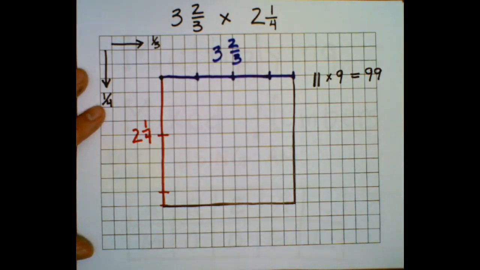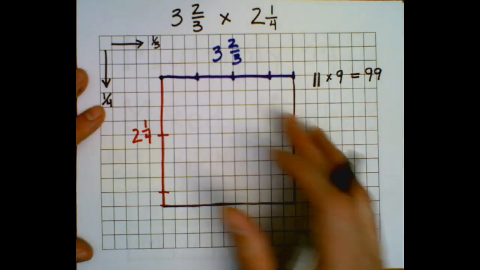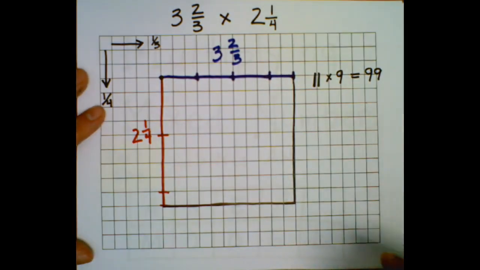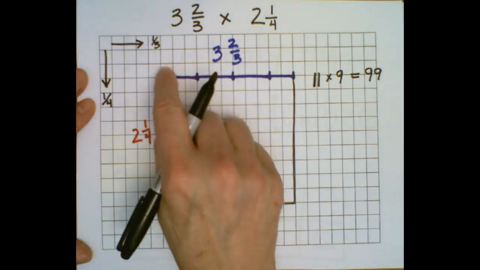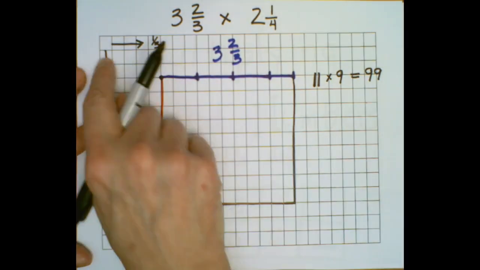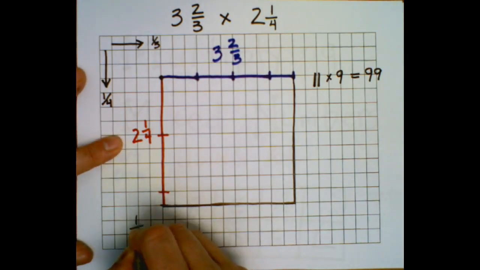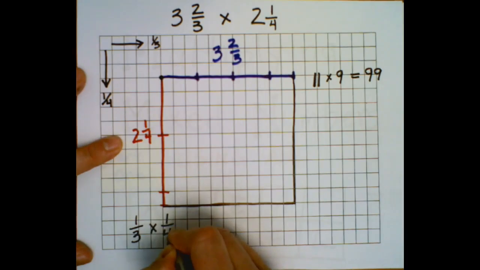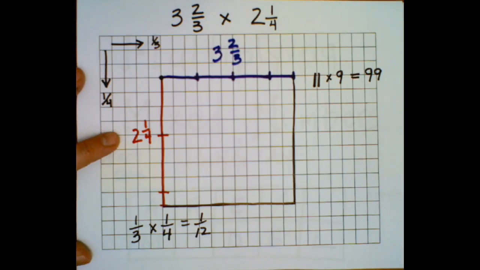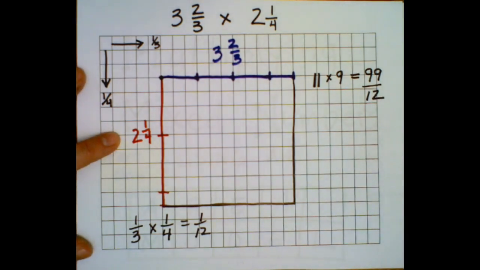Now the thing I need to do to finish this up is to understand that each box does not represent one whole, because 3 2/3 times 2 1/4, obviously the answer is not going to be 99. What is the size of each box? What is the area of each one of these individual squares that are currently in here? And that answer I will find right here. Each square is 1/3 by 1/4. So each square represents an area of 1/12. And that's the final piece to my puzzle. The answer is 99/12.